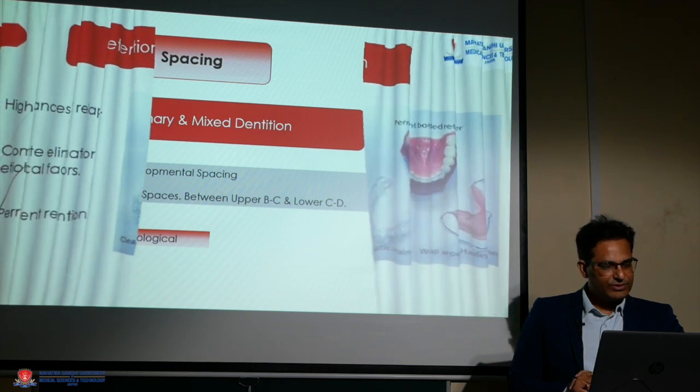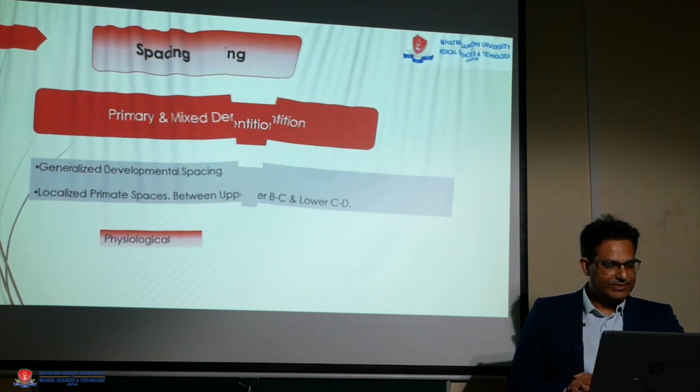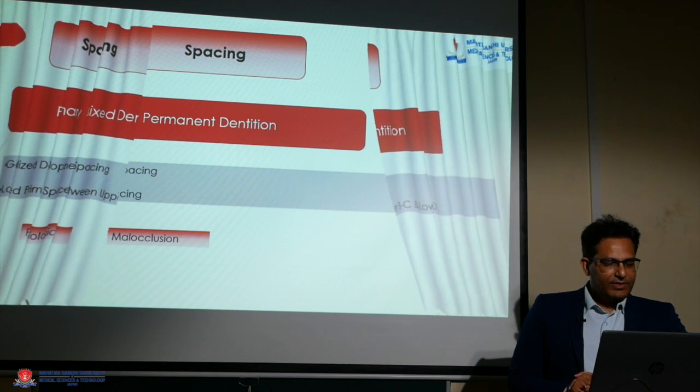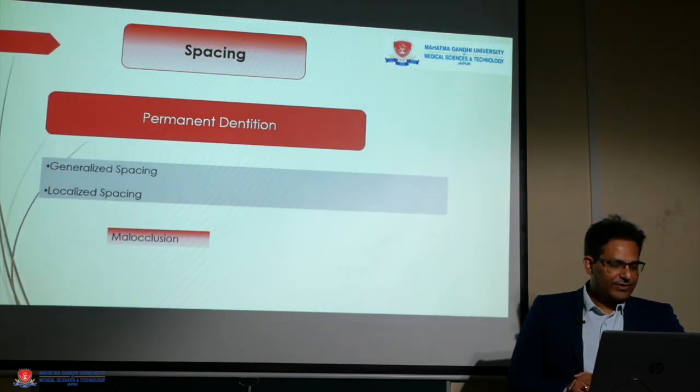The second malocclusion that we are going to study is spacing. Spacing is pretty common in primary and mixed dentition phases. Generalized developmental spacing is observed in primary and mixed dentition stages. Localized primary spaces are seen between upper B and C and lower C and D. So these are physiological spaces. In the permanent dentition, we might have spaces which are generally distributed, or it could be localized spacing.